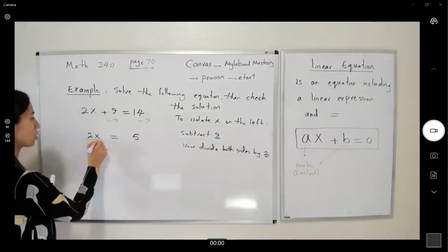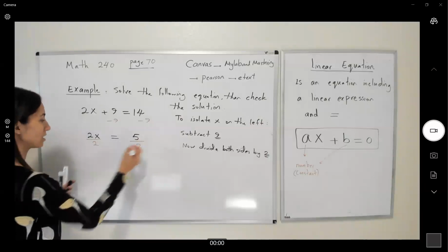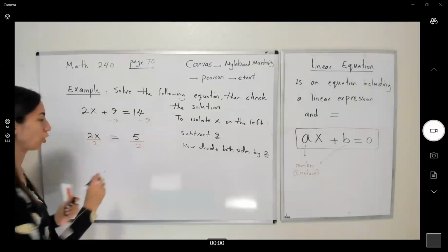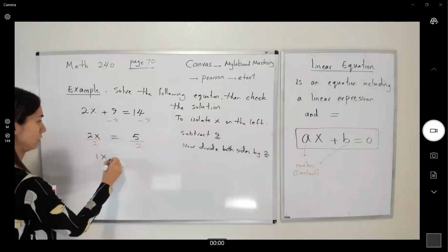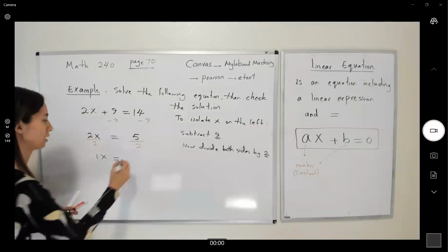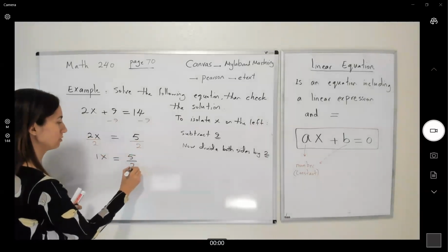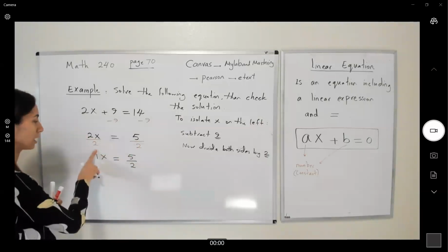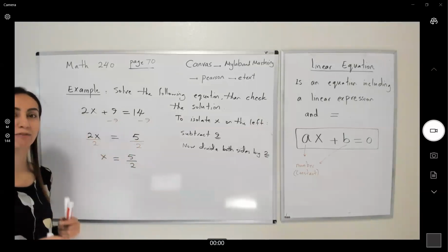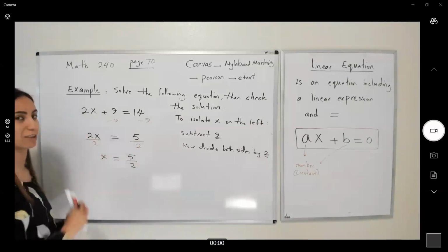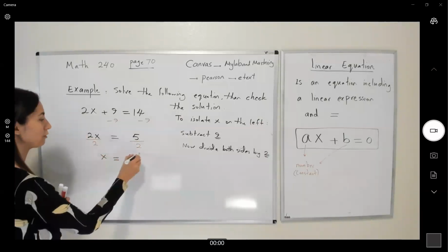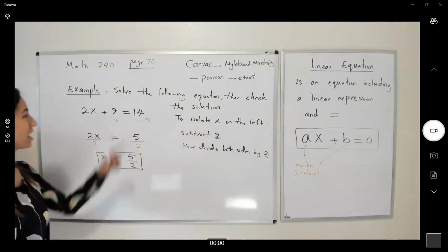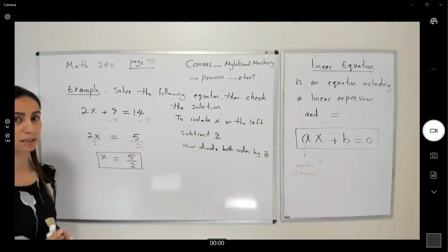The opposite operation of multiplication is division. 2 divided by 2 is 1, so you have 1 times x equals 5 over 2. You can leave it as a fraction. Again, since 1 is multiplied by a variable, you can ignore 1 and just have your variable x isolated on one side, equals 5 over 2.